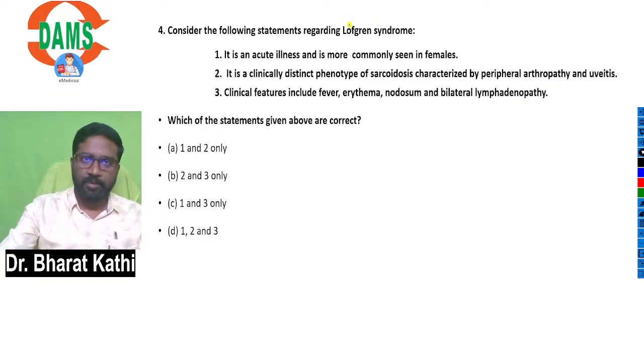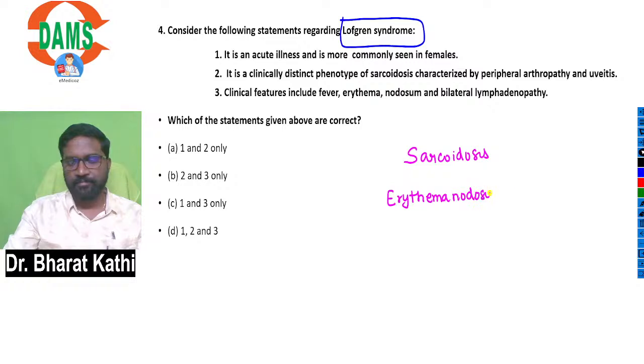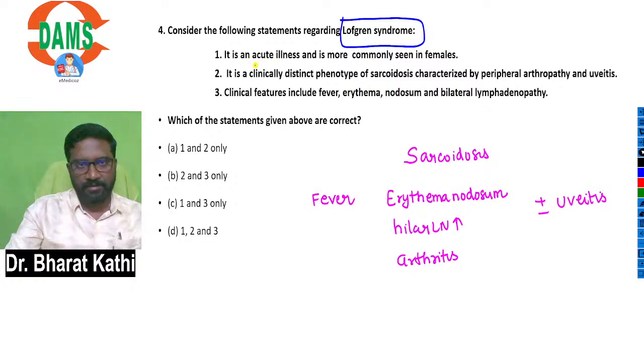Then coming to Lofgren syndrome. Again, this question we have seen in sarcoidosis. This Lofgren syndrome is an acute manifestation. It is a phenotype. It contains erythema nodosum, hilar lymph node enlargement. Then there can be arthritis. And usually this is an acute presentation. It can have fever. Along with this, eye involvement can be seen. Now this is an acute illness, yes.